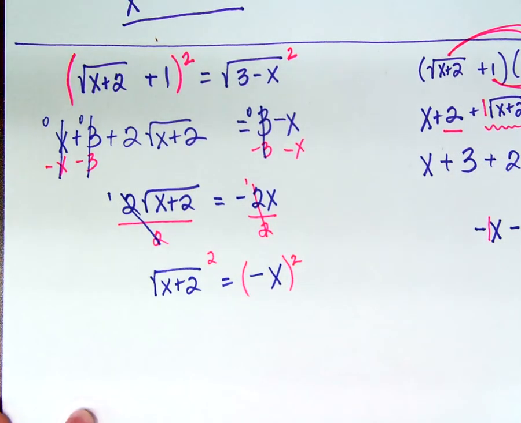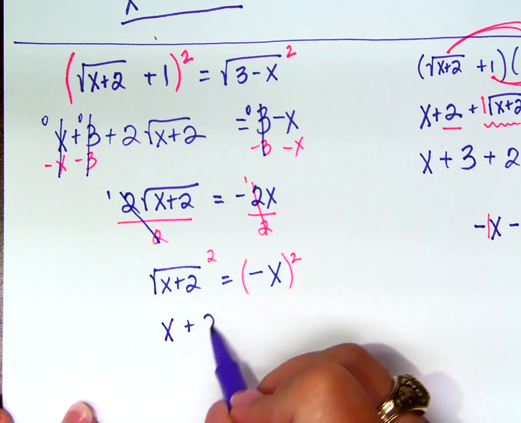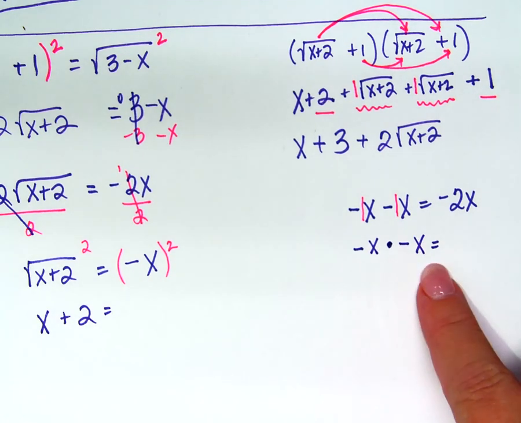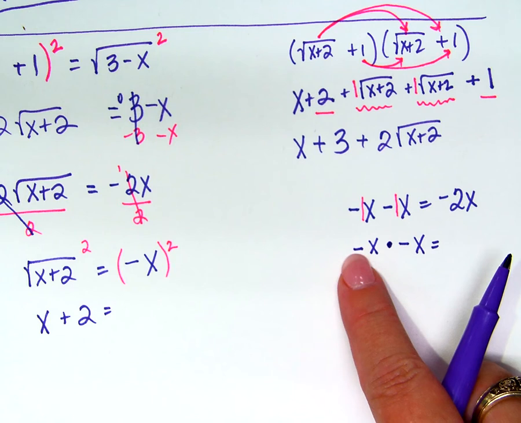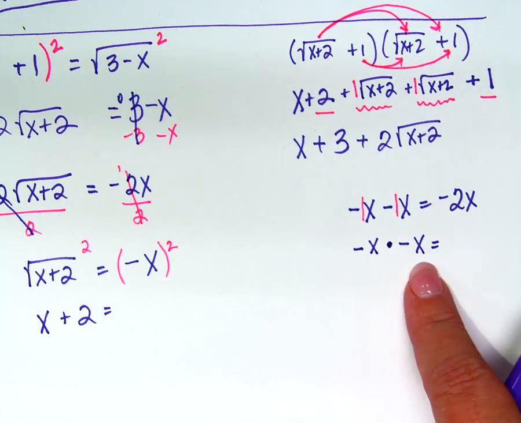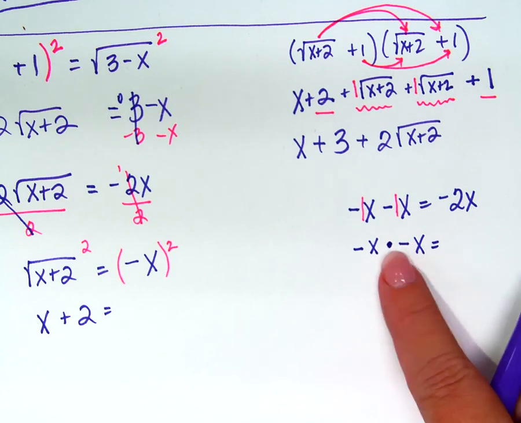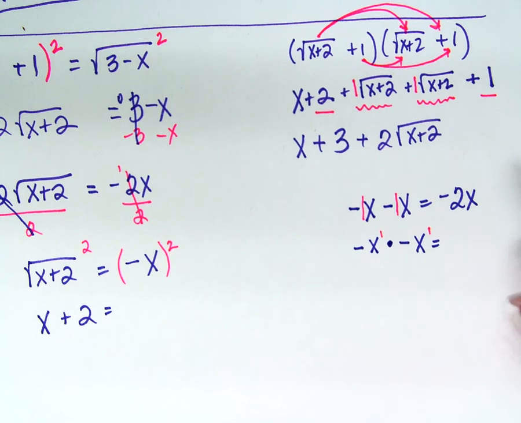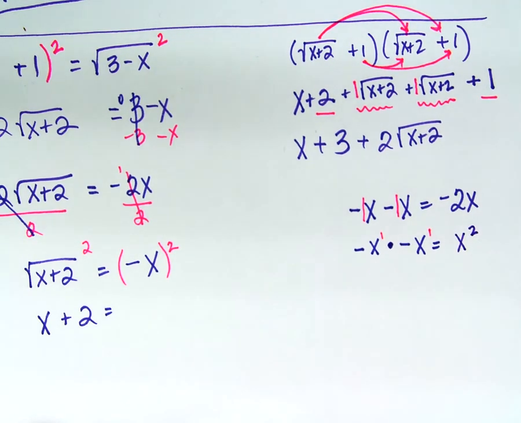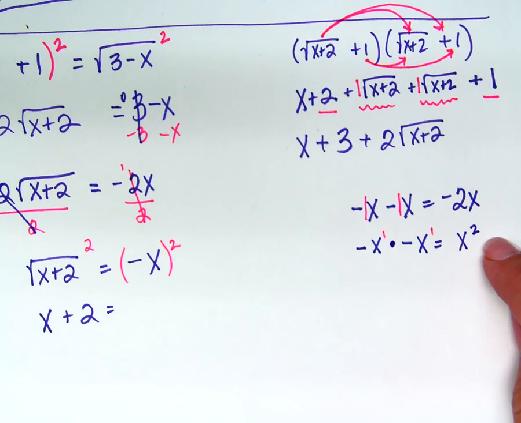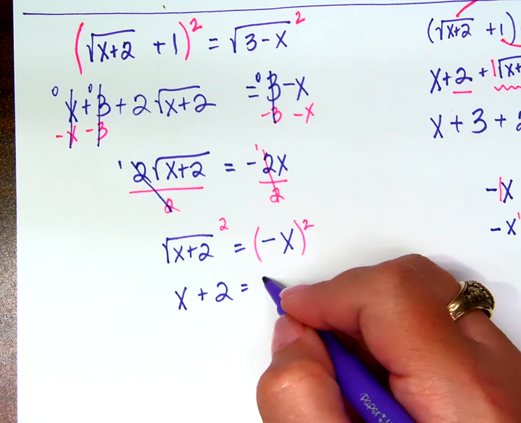On the left-hand side, what do I get? x plus 2. What do I get when I say negative x times negative x? A negative times a negative is a positive. What is x times x? If I'm multiplying like bases, what do I do with the exponents? So 1 plus 1 is 2, x squared. Do you see the problems that this can create if we mess those up? So just be real careful with yourself there, okay? So this equals x squared.